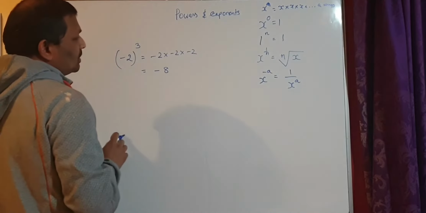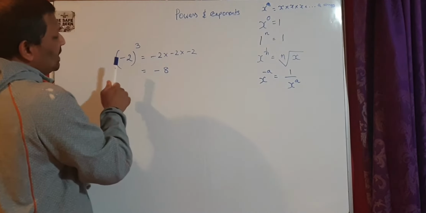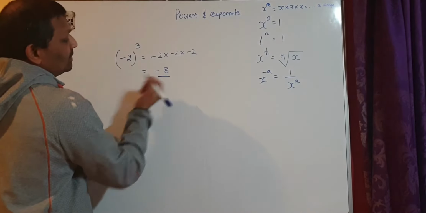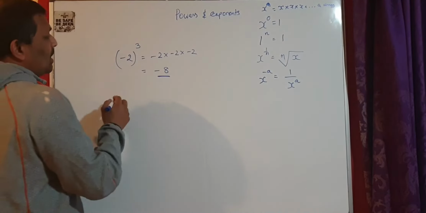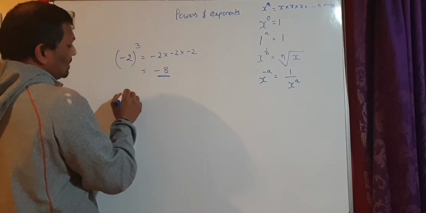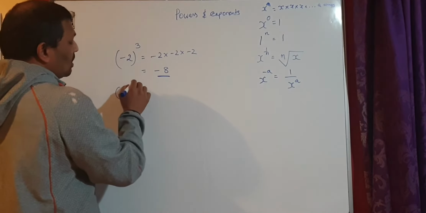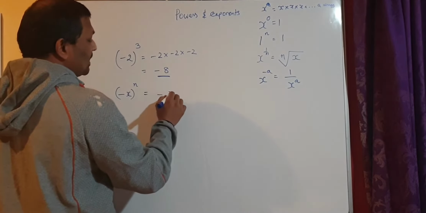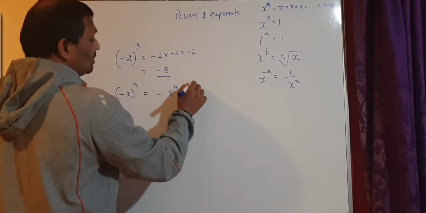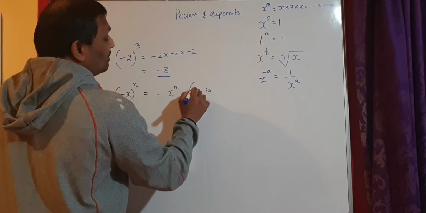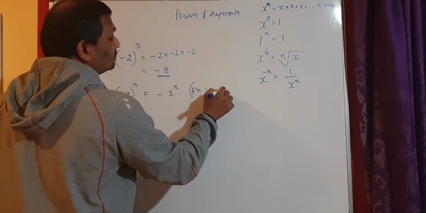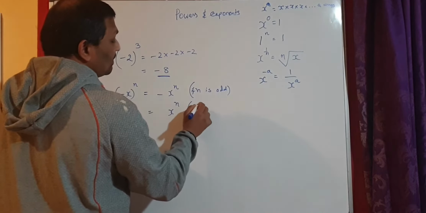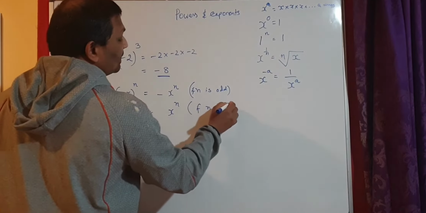So to summarize, any negative number raised to an odd power gives a negative number. To generalize this format, minus x whole to the power of n is equal to minus x to the power of n, if n is odd, or it is going to be x to the power of n if n is even.